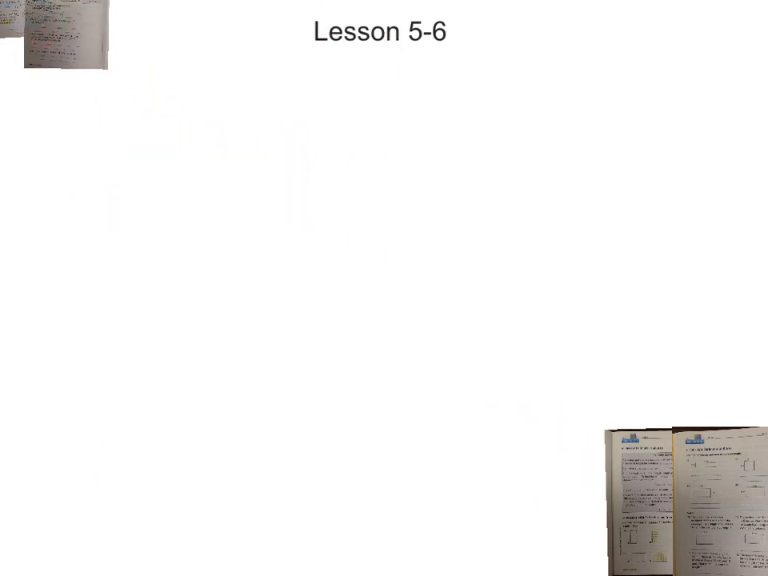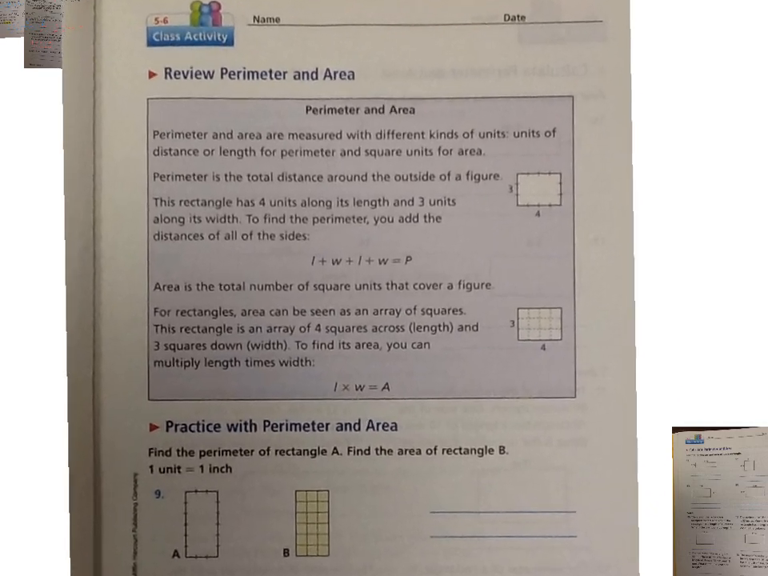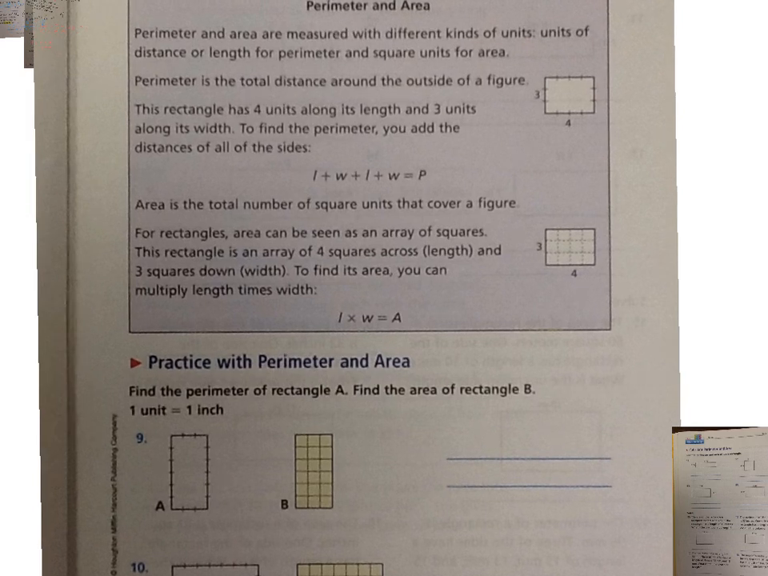All right, so let's go to the next page. We're going to try to tackle a little bit of this, and I'm going to let you work on your own, so we can work on it in a smaller group. It says perimeter and area are measured with different kinds of units: units of distance or length for perimeter and square units for area. Perimeter is the total distance around the outside. We just talked about that.